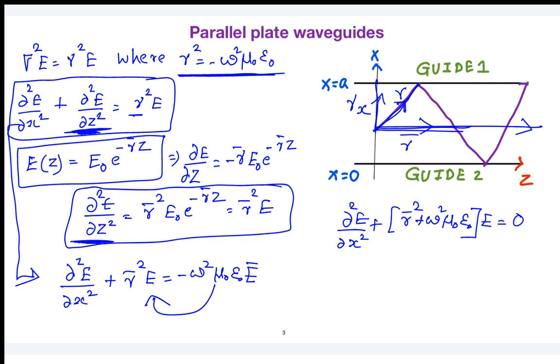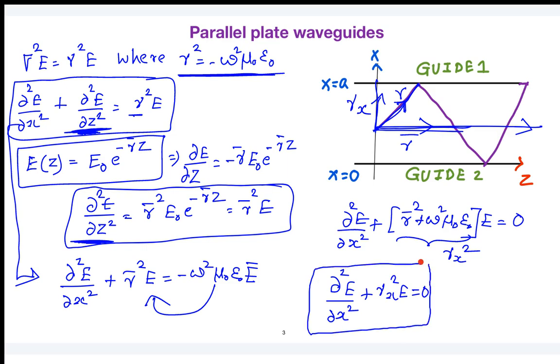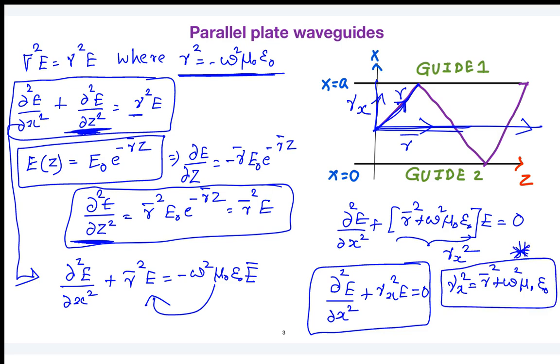So let me put some constant γx². How will I write the equation here? ∂²E/∂x² plus γx² into E is equal to 0, where γx² can be written as γ̄² plus ω² μ₀ ε₀. So this is a very, very important equation you have to remember. Ultimately my intention is to solve the wave equation and find out what equation for electric field you are going to get.